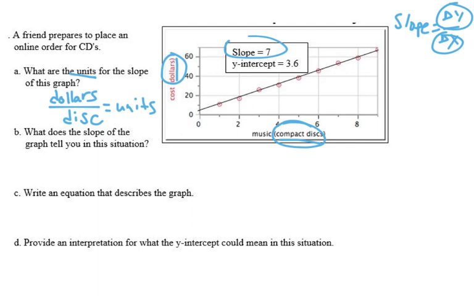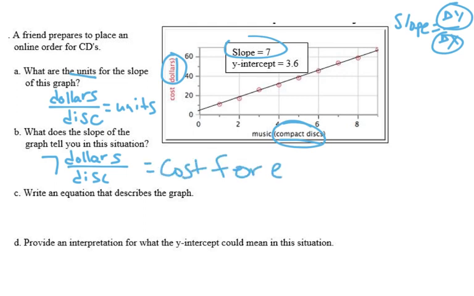All right, the slope of this graph, what does it tell you? So the slope is 7. So if you look at the units, we could fill in the slope and we could write out our units. So $7 for each disc. So the slope is the cost for each CD.